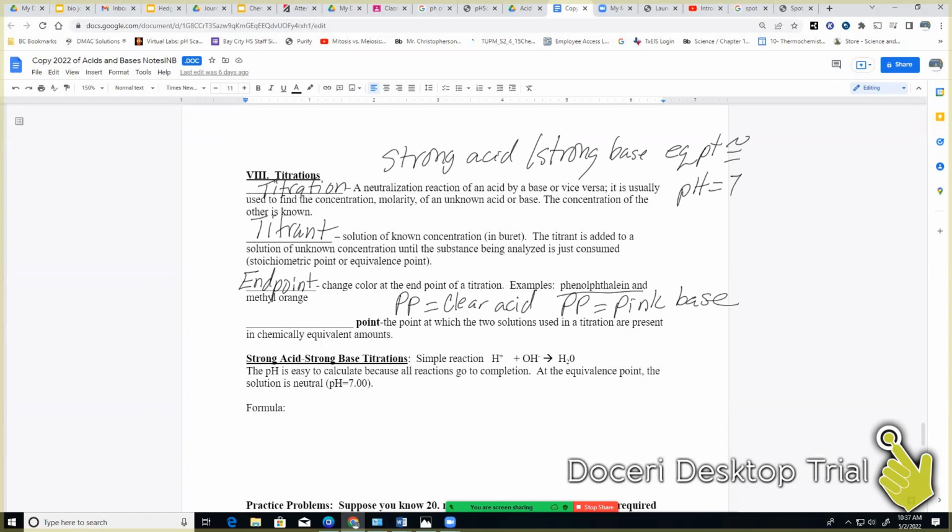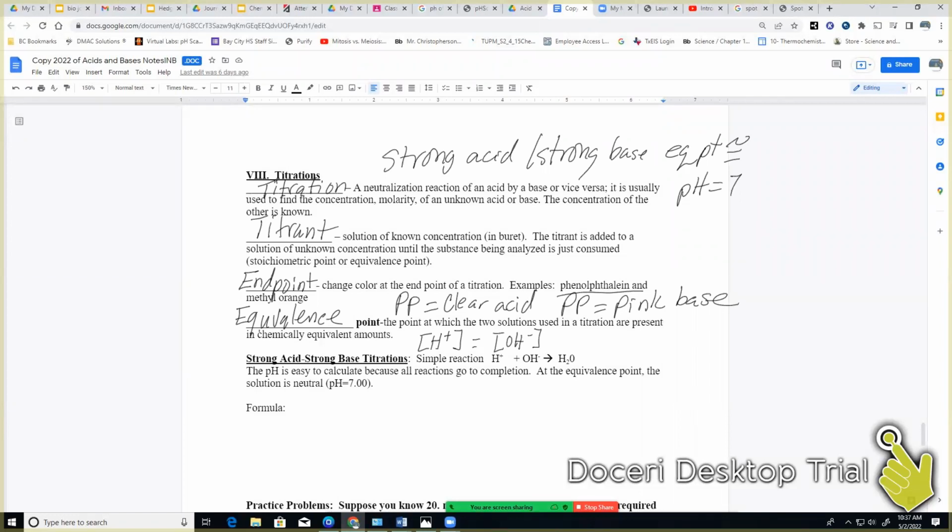So most indicators are some type of weak acid. And so when the pH changes, then they go from one color to another. And that marks that the titration is over and that we should have reached the equivalence point. So the equivalence point is the point at which the two solutions used in the titration are present at chemically equivalent amounts. So that means my hydrogen ion concentration would be equal to my hydroxide concentration. And once again, for strong, which is what we're doing, that would happen at a pH of about 7.